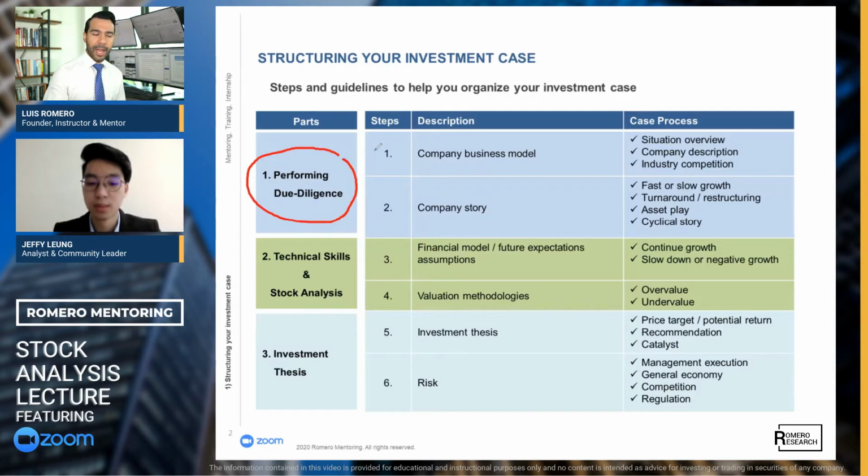So the first step is understanding the business model. What does this mean? Well, what's the description of the business? Product, services, what industry are they in? How big is the industry? What's the competition? In terms of the situation, how did they perform in the most recent quarterly performance?